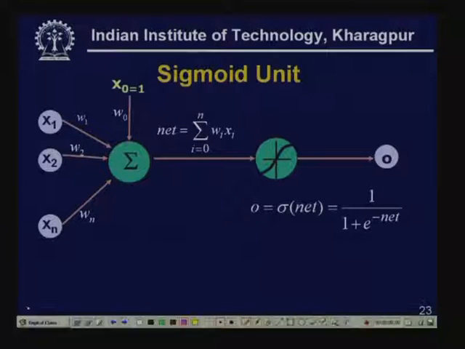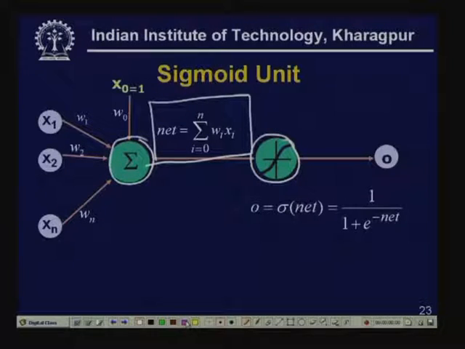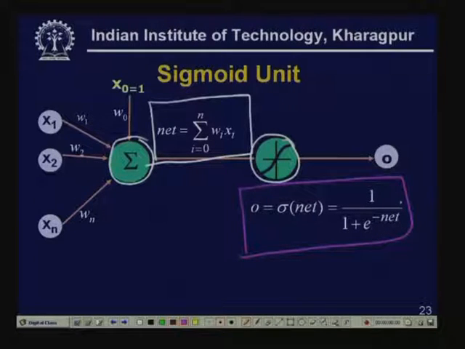So, the sort of unit that we will use for a neural network, which is called the sigmoid unit, is as follows. There is a summation unit followed by the application of the sigmoid unit. The summation unit computes sigma wi xi, and the sigmoid unit computes sigma of this quantity. So, if net is sigma wi xi, the output is sigma of net, which is 1 by 1 plus e to the power minus net, that is 1 by 1 plus e to the power minus sigma of wi xi.